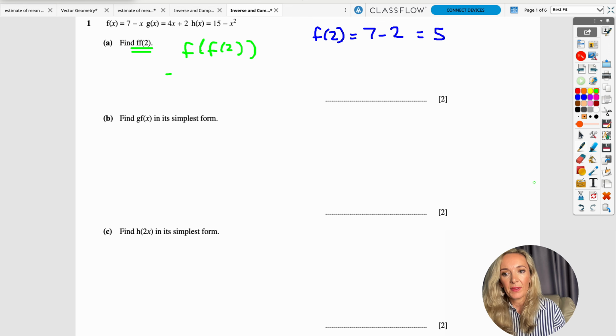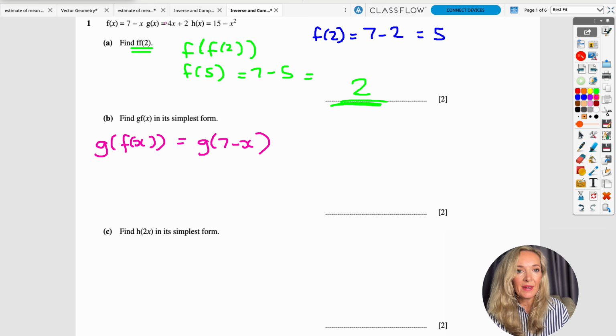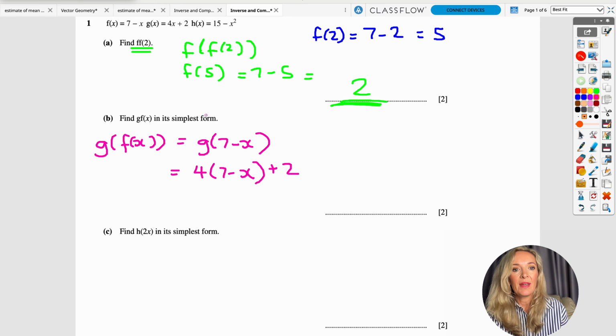g of f of x in its simplest form. So again, I'm going to write it with extra brackets just because I think it gives the idea of the function going into the function. In this case, it's the f of x, which is 7 minus x, going into g. Now the function g is that we times it by 4 and add 2. So whatever's in brackets, where we've replaced the x with 7 minus x, is now getting multiplied by 4 and add 2, okay? In its simplest form, so we just need to expand the brackets.